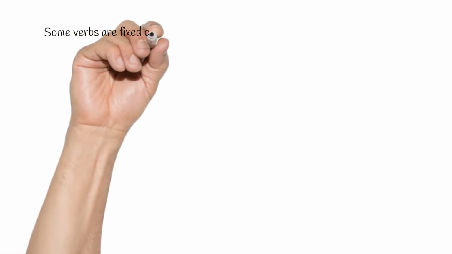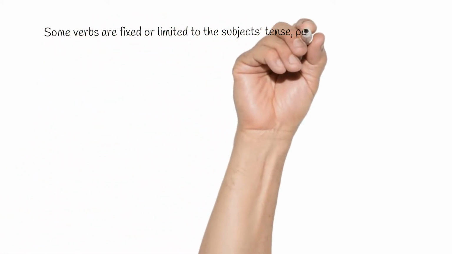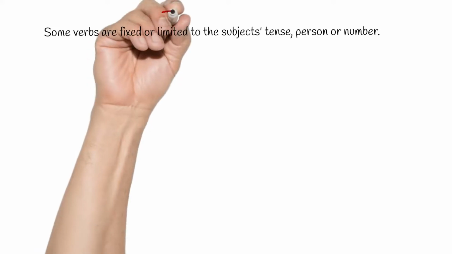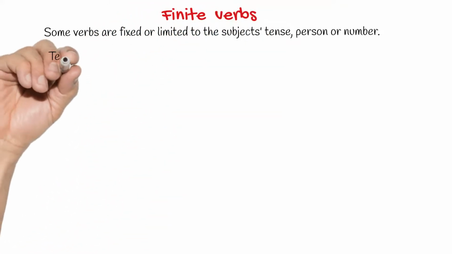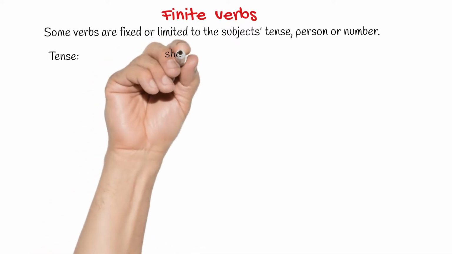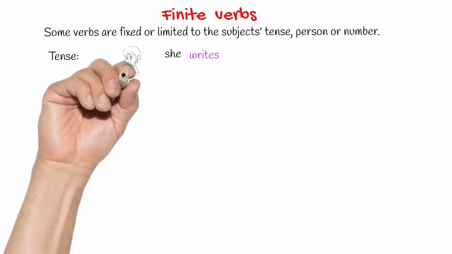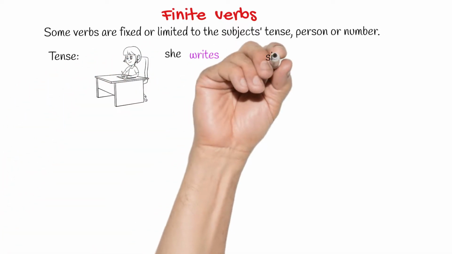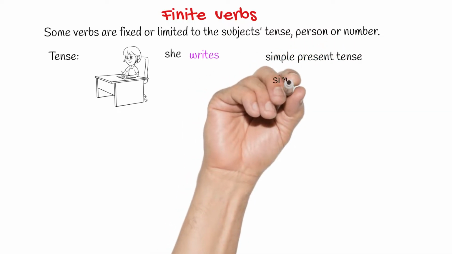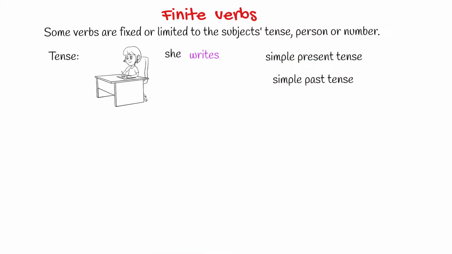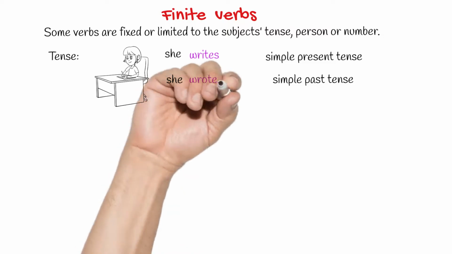Finite means fixed or limited. Some verbs are fixed or limited to the subject's tense, person or number. We call them finite verbs. Let's examine. Tense parameter. Example: she writes. The verb writes is fixed to the third person singular pronouns such as she in the simple present tense. Suppose we change the tense to the simple past, we can't use the same form of the verb because of its finiteness. In the simple past tense, it changes to she wrote.